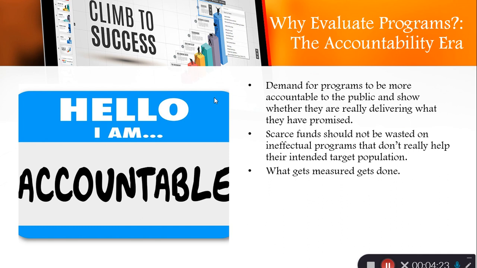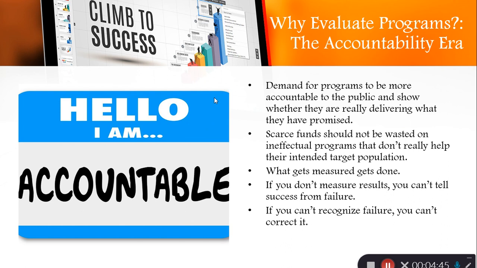Also underlying this need to evaluate programs is the idea that what gets measured gets done. It's also the idea that if you don't measure results, you can't tell success from failure. So how do we know that we have arrived at a point of success? Well, program evaluation helps us to determine that. Also underlying the need is the idea that if you can't recognize failure, you can't correct it. And if you can demonstrate results, you can win public support.